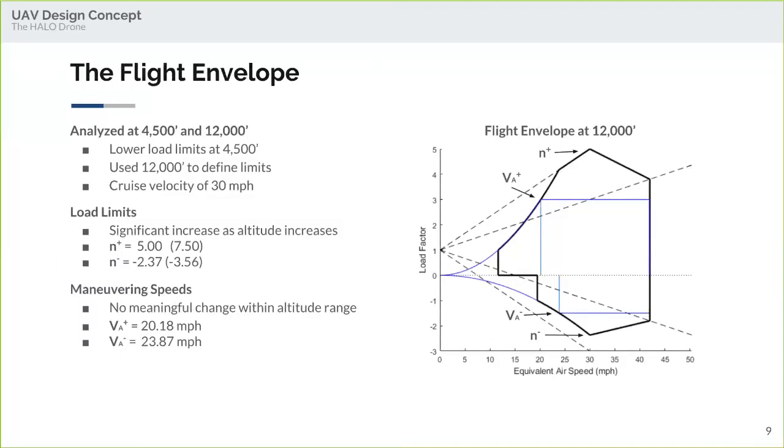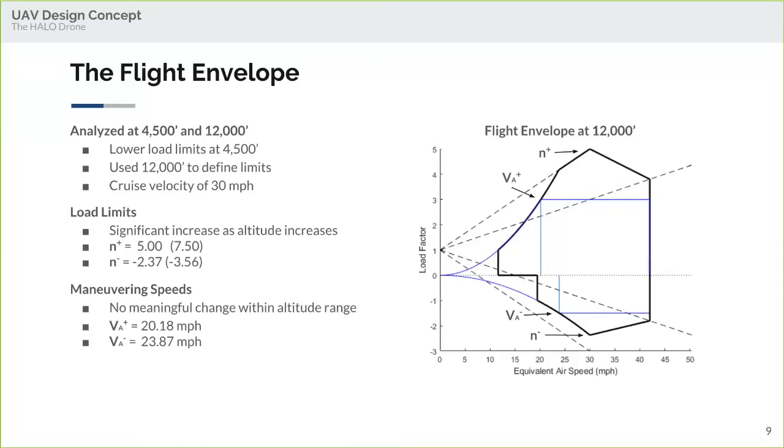Our lower load limits were found from our 4,500-foot diagram, and we used the 12,000-foot diagram to define our upper limits. And we had a cruise velocity of 30 miles per hour, which is what we were anticipating. The load limits we found were significantly increased as our altitude increased. And because we're flying in high altitude areas, that was a significant thing to analyze and perform a trade study on. We found that our positive load factor would be 5, and negative would be negative 2.37.